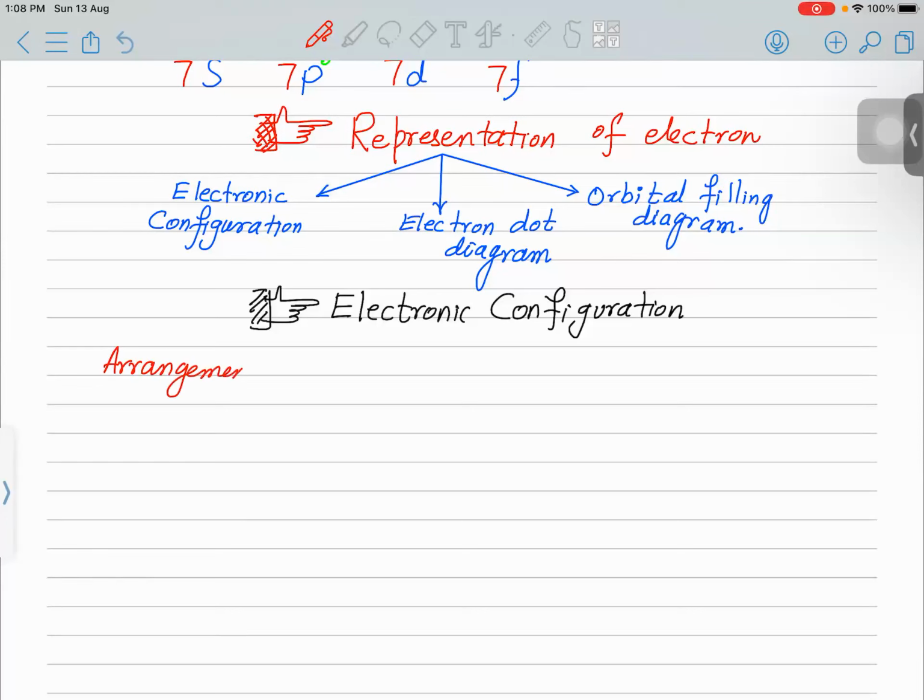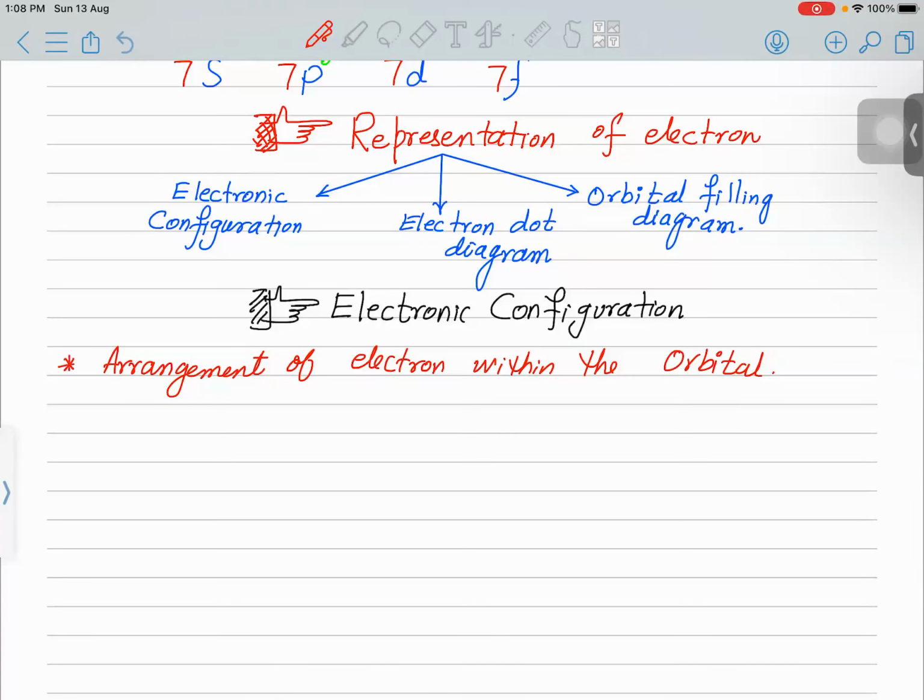So, arrangement of electrons within the orbital.